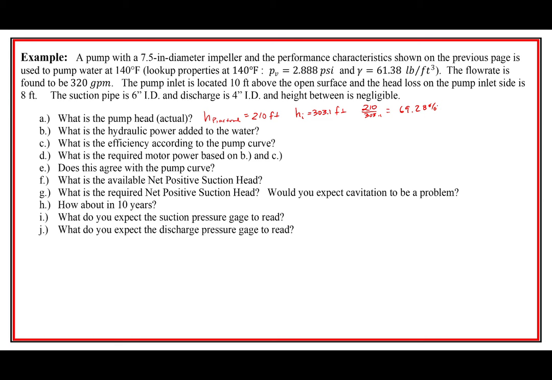So that would be a first type of efficiency that we might want to find. What is the hydraulic power added to the water according to what we have here? Well, we'll take the hydraulic power, and recall that's gamma H_p actual times the volumetric flow rate. So 61.38, and H_p was 210. We already did the conversion of 320 gallons per minute into cubic feet per second. I'm going to write it down anyway, 0.713. I'll divide by 550 here to get it into horsepower, and we get 16.71 horsepower. You'll recall that previously we got 24.17.